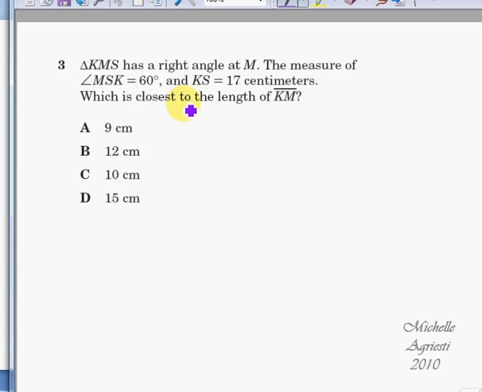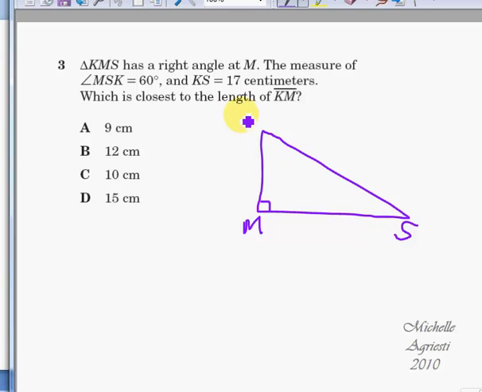Notice that they didn't give us a picture, so we want to first draw a picture. I know it's a right triangle because it has a right angle. So I'll draw me a right triangle. M is the right angle, so I'll put M here. And we've got S and K.